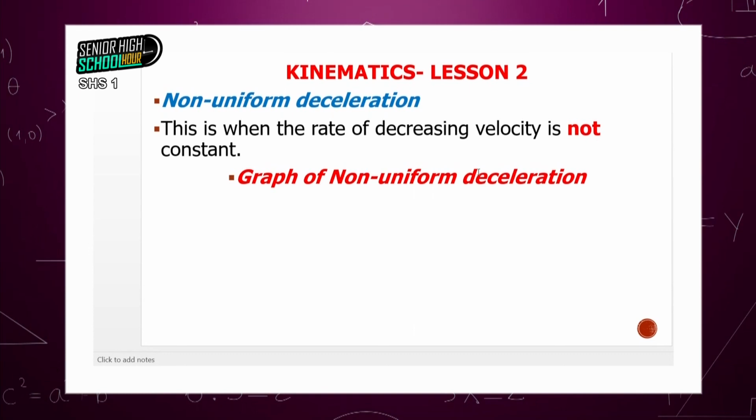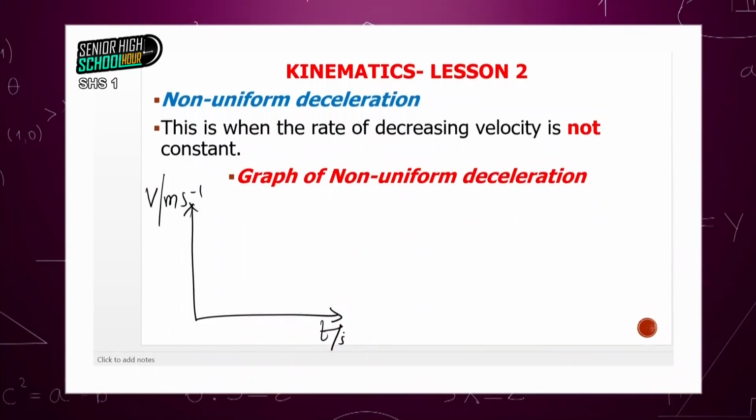So just like we drew a graph for non-uniform acceleration, we can get the same or similar graph for a non-uniform deceleration. So as usual, we will label the axes: velocity in meter per second, time in second. And this time it is a deceleration which is not uniform. So like that. And that gives us a graph of non-uniform deceleration.